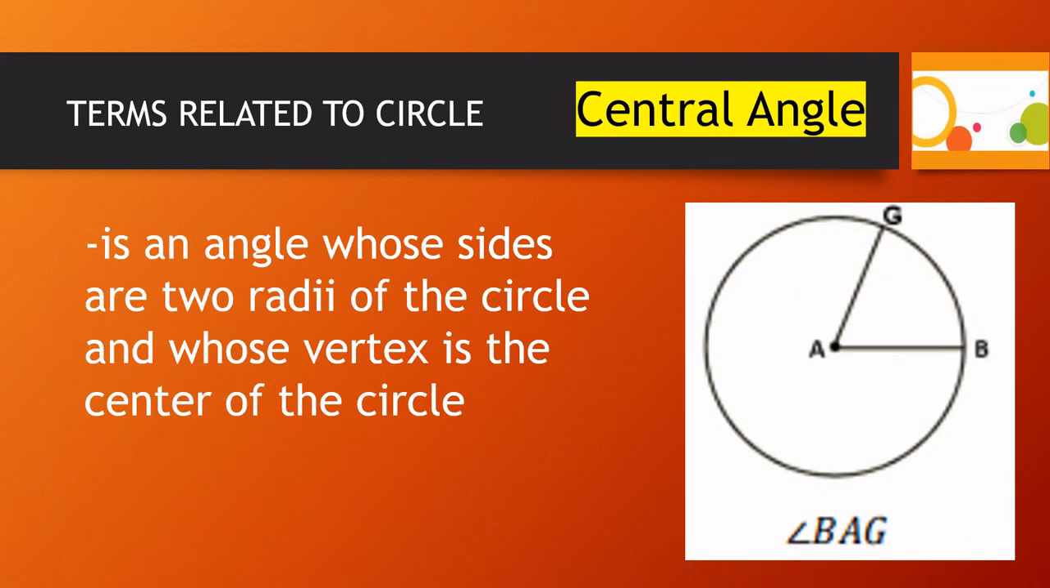Next term is the central angle. When we say central angle, it is an angle whose sides are two radii of a circle and whose vertex is the center of the circle. So, we have here point A as the vertex. We have two radii. These will serve as the sides of the angle. So, this is called a central angle.